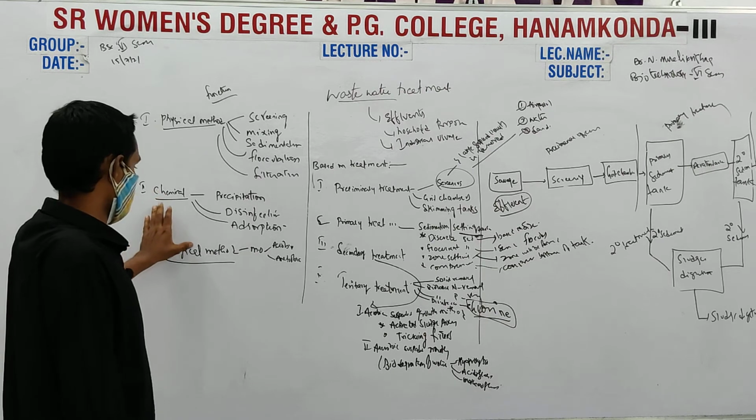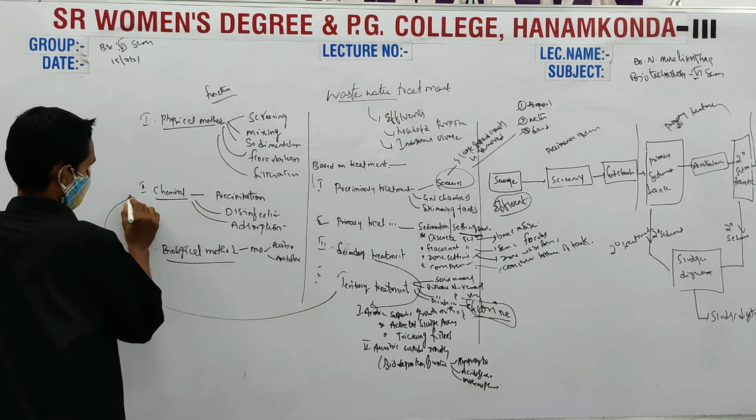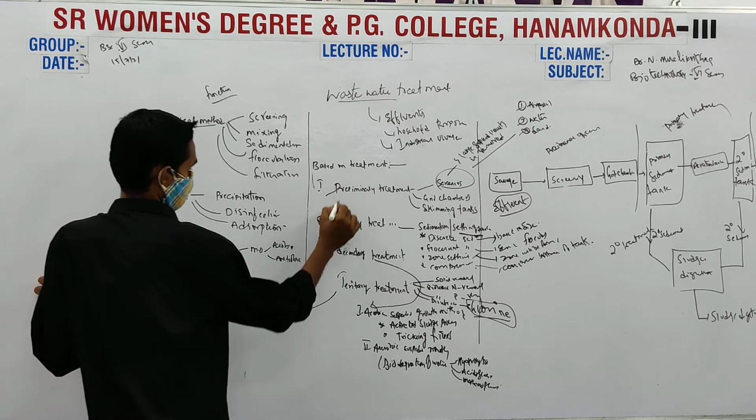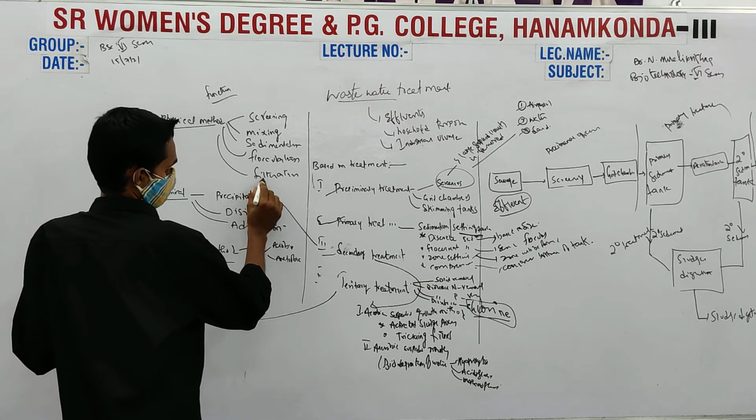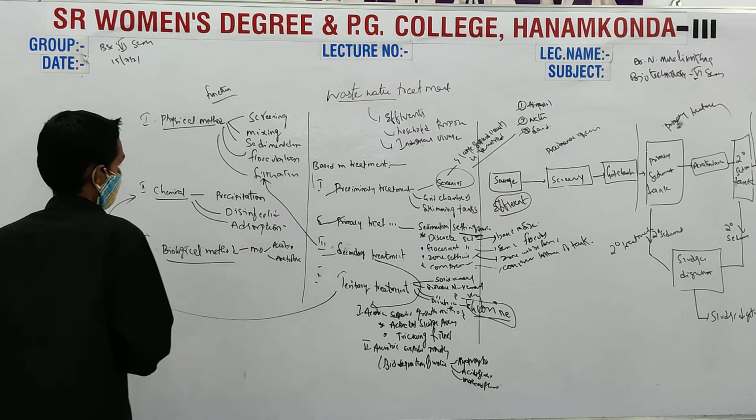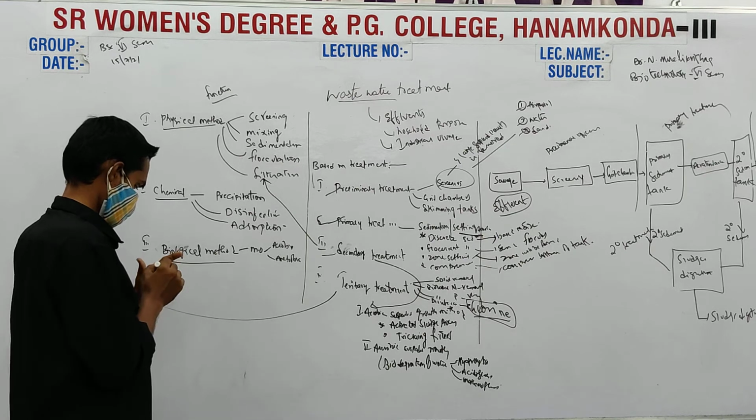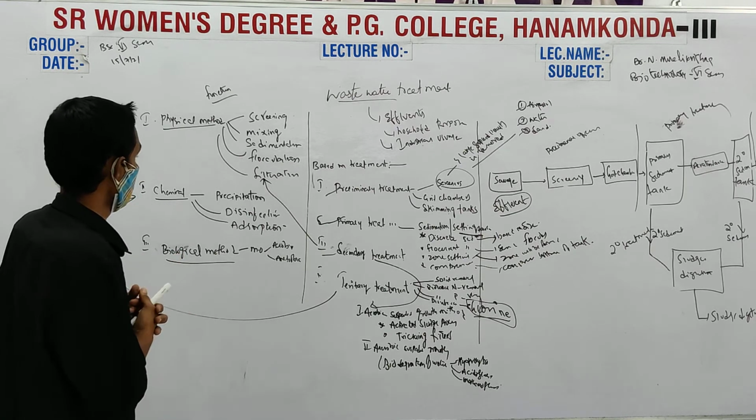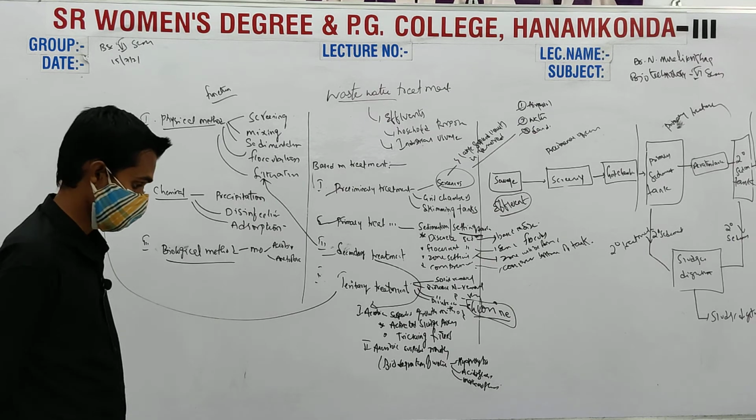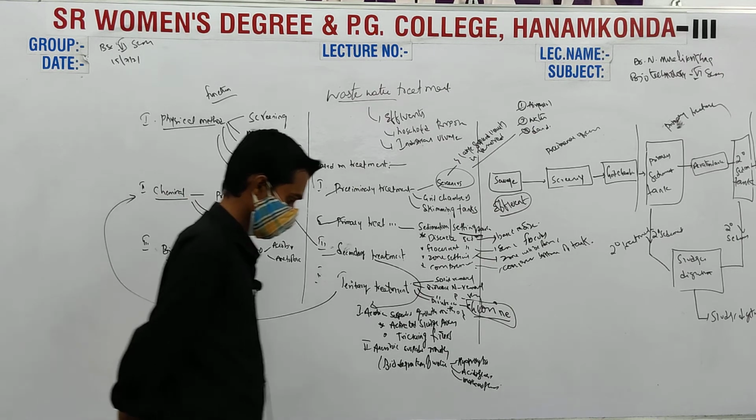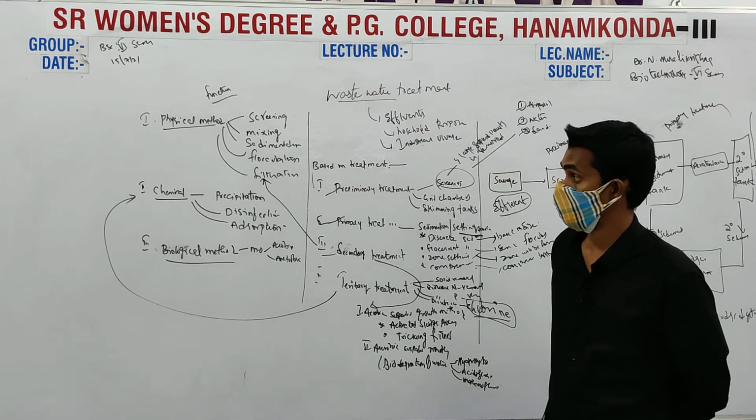So the tertiary treatment comes under the chemical method. Preliminary, primary and secondary come under the physical method. Based upon the type of functionality, sewage water can be treated by using three methods.